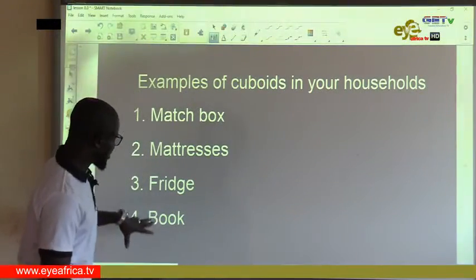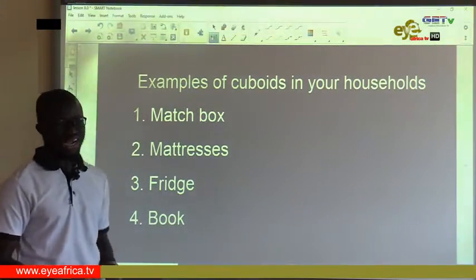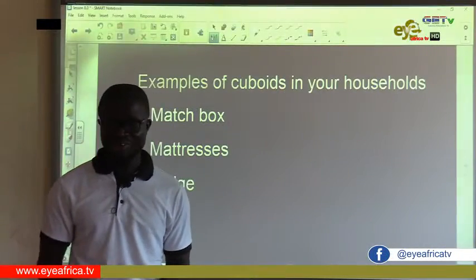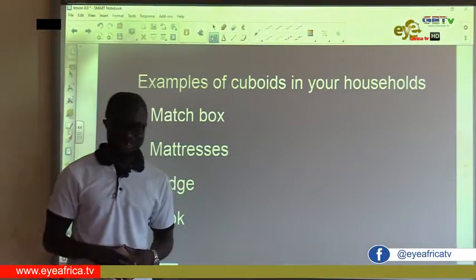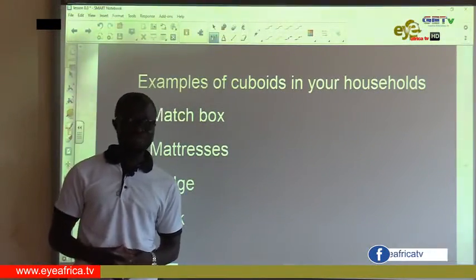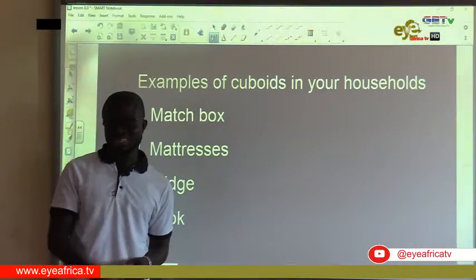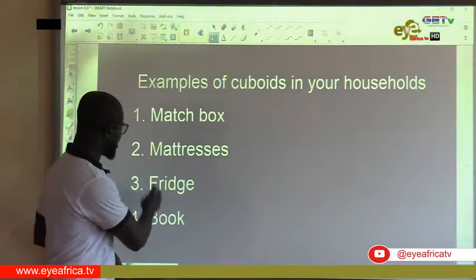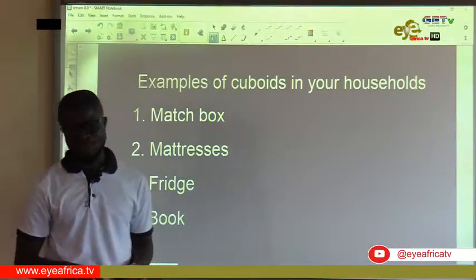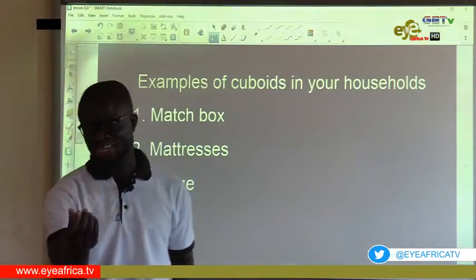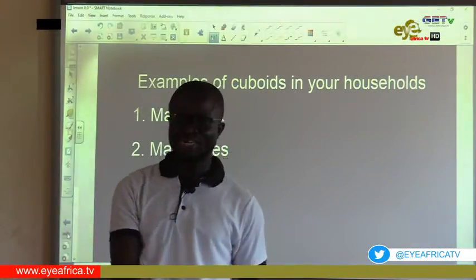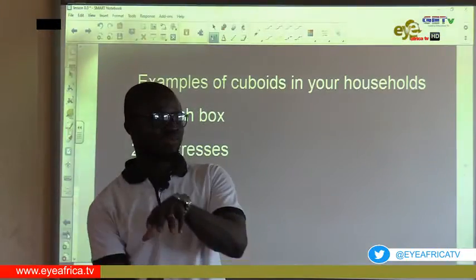The fourth example we have is a book. I know some of you will doubt: book, cuboid? Yes, it is possible. The book can be termed as a cuboid. Why do we term the book here as a cuboid? If you have any book by your side, can you hold the book in your hand? Feel it. Remember, it is having a thickness.